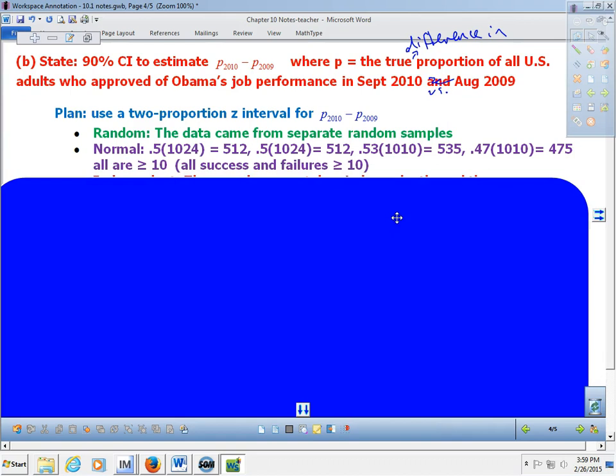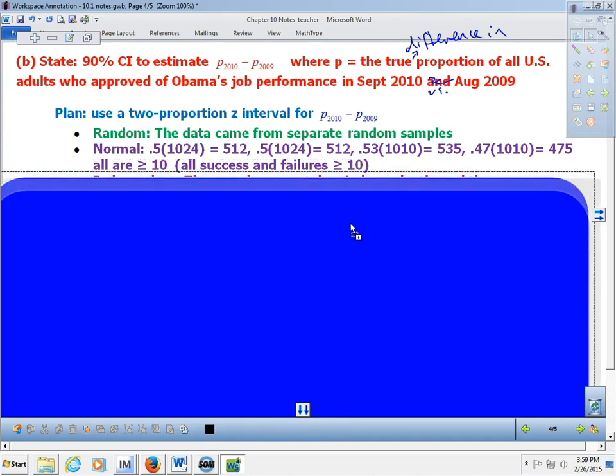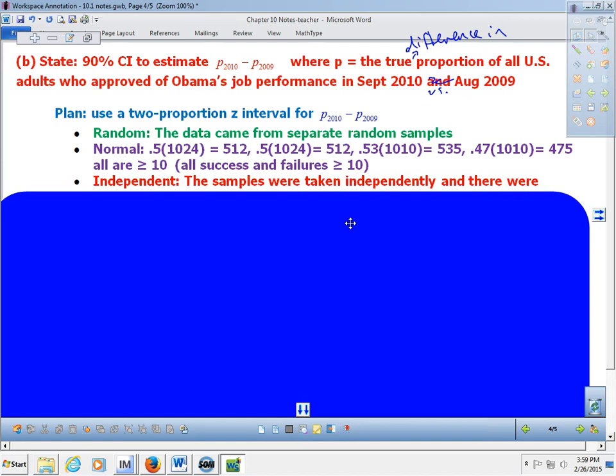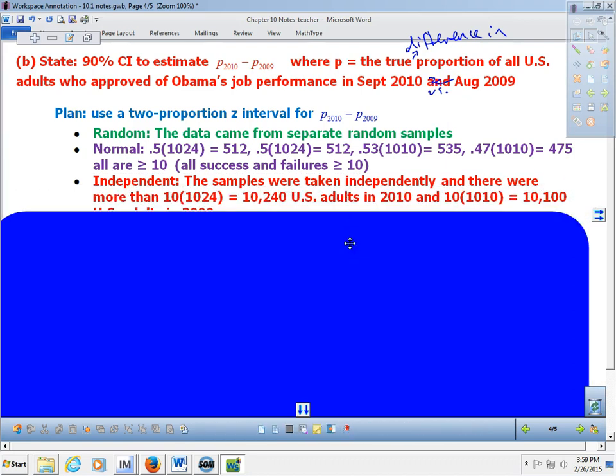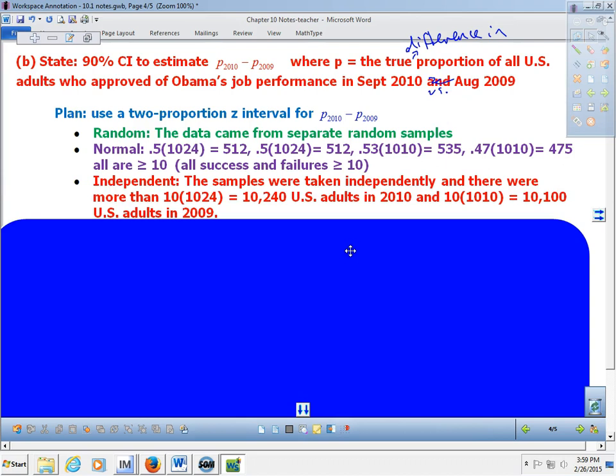And the reason why we care about the individual sampling distributions is, like we said before, when you combine these two, the combination distribution is going to be approximately normal as well. Okay? And that leaves us with our independent check. Each sample had to be taken independently, and we can assume they were since they were a year apart.